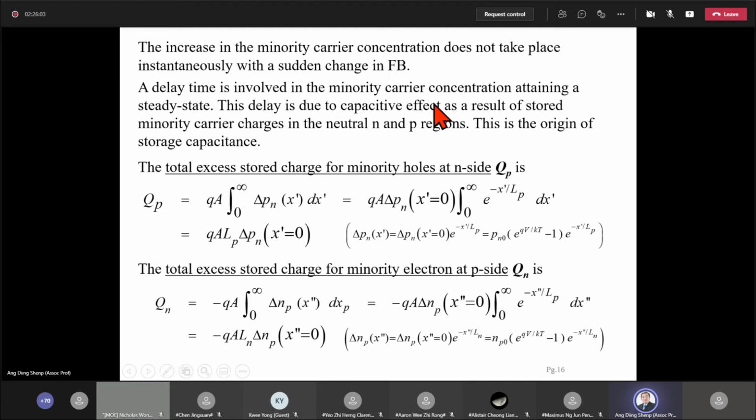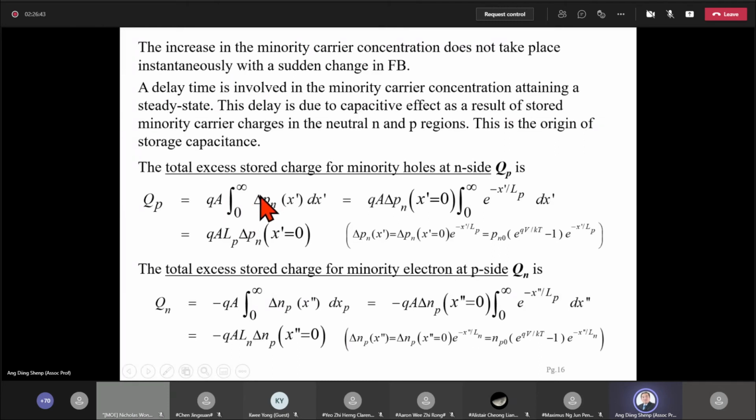Now we can derive an expression for the charge storage capacitance by considering the total excess minority carrier charge stored on the N side as well as the P side. So let's look at the N side. As you know, excess holes are stored on the N side. Now the total excess hole stored can be obtained by integrating the excess hole concentration function from 0 to infinity, assuming that the quasi-neutral N region is infinitely long.